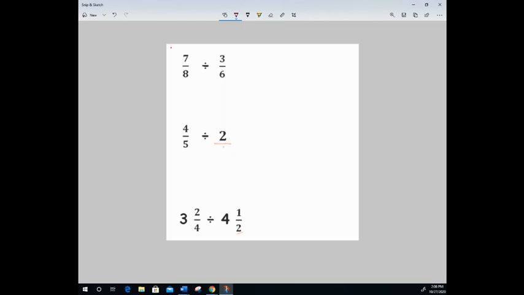All right, ladies and gentlemen, in this video, I'm going to show you how to divide fractions as well as mixed numbers. With division, it's very similar to multiplication. We just have one extra step that we have to do.